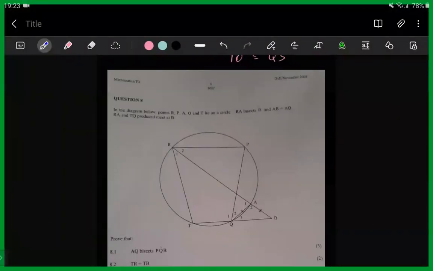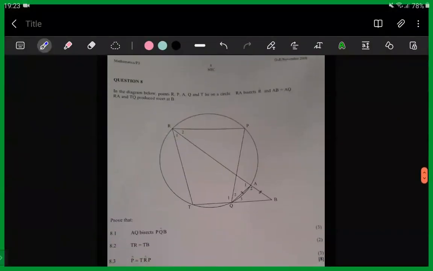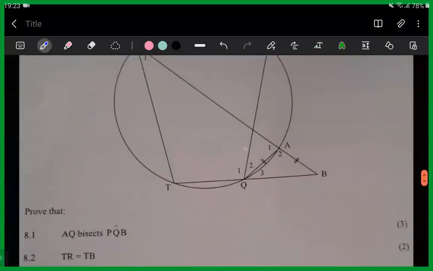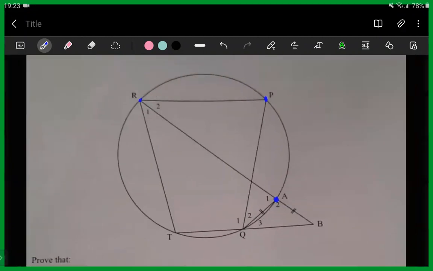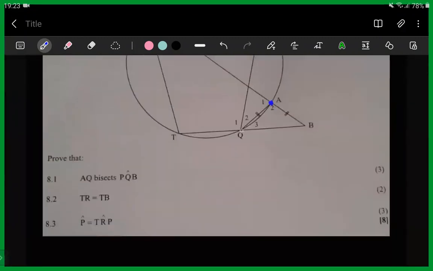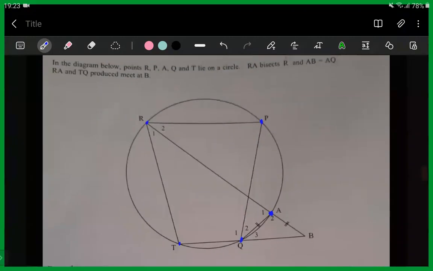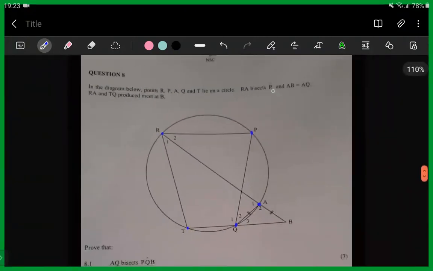With this particular question, it says in the diagram below, points R, P, and A, right? There's R here, P here, A here, and then you have Q here. These points lie on the circle. Then they said RA bisects R. Oh yeah, the line here.